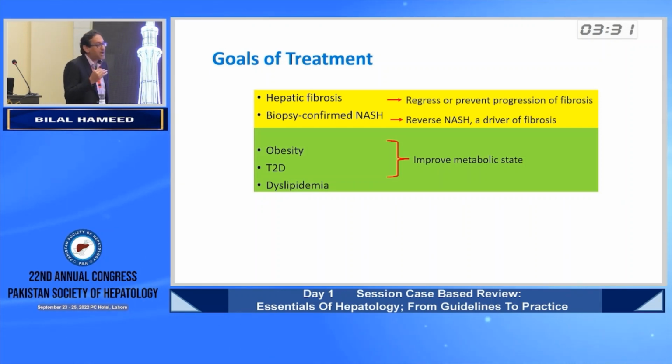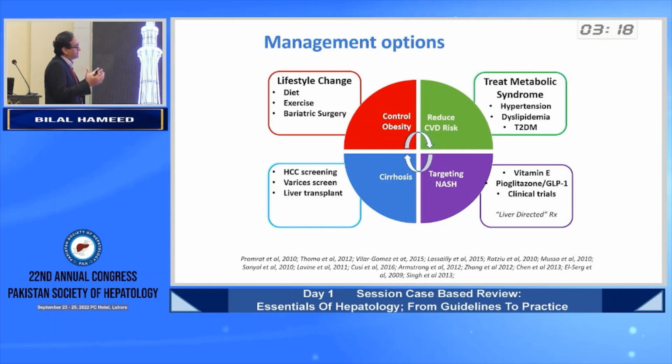But at the same time, we need to improve metabolic health. So we cannot focus as hepatologists just on the liver. We need to make sure that we talk about their obesity, type 2 diabetes, and dyslipidemia. So these are some of the management options: controlling obesity, reducing cardiovascular death, and targeting NASH and cirrhosis.